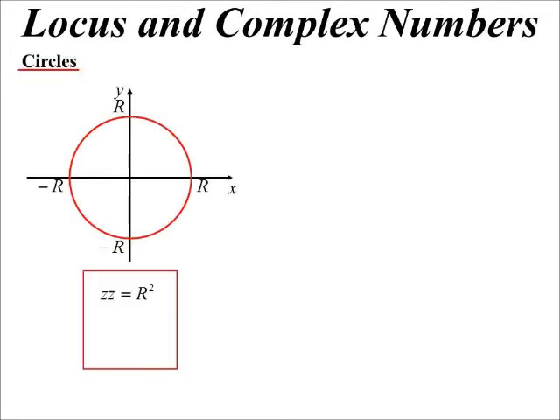Let's have a bit more of a look at complex numbers on the Argand diagram, so the pictures that they create. And we briefly mentioned circles the other day. Let's just have a look at these in a little bit more detail. So there's our basic circle. Now, before I said, oh, we could write this as z times z conjugate is equal to r squared.